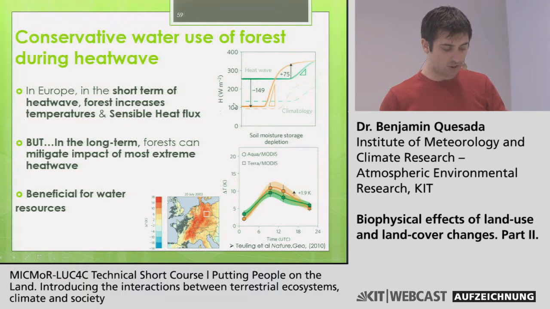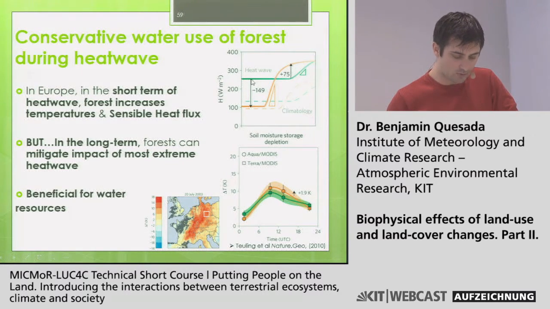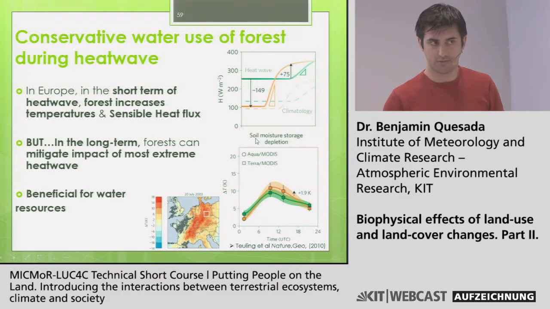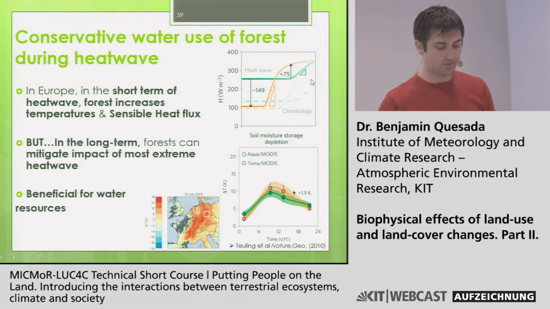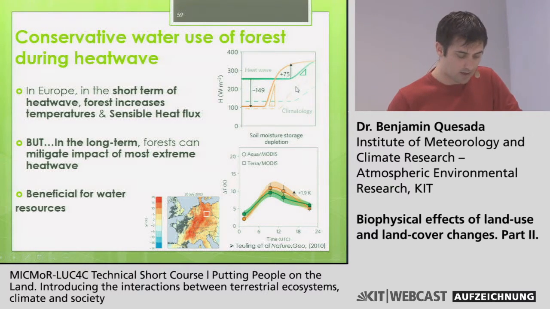And we see that at short term of the heat wave, the forests increase the temperature because it's darker. So this is why you have a sensible heat flux that is higher, still when you have enough soil moisture. But after, at a certain threshold, you can reach a dramatic increase in sensible heat flux in the case of grassland because of the soil moisture depletion. But for forest, you can see that the sensible heat flux is more constant. So in the long term of a heat wave, forest can mitigate the impact of the most extreme heat waves.